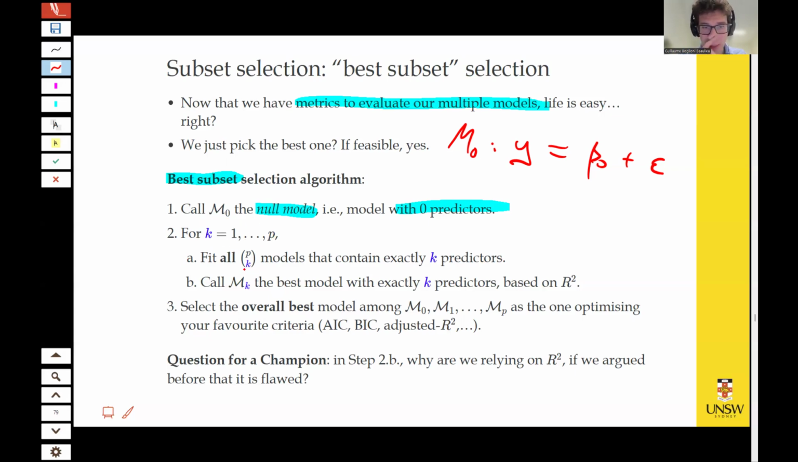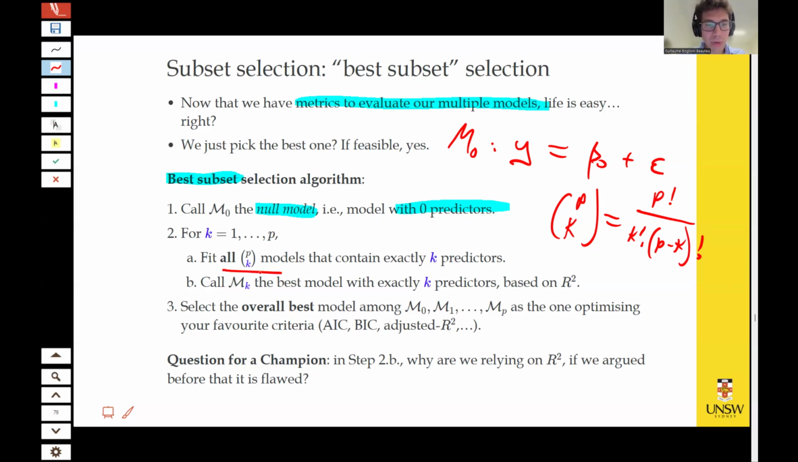Well, remember that this notation means p choose k. So it's the number of different ways you can pick k elements out of p elements. So remember your probability classes. If k equals 1, well, of course, you have p different models that contain exactly one variable. But then if k equals 2, then you have more models that have exactly two predictors. You might remember the formula. It's p factorial divided by k factorial times p minus k factorial. Okay, evokes nice memories from first year university, I hope.